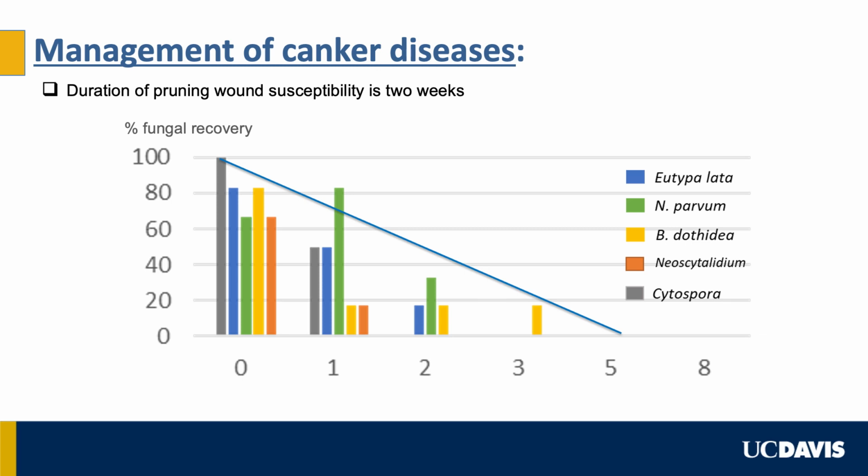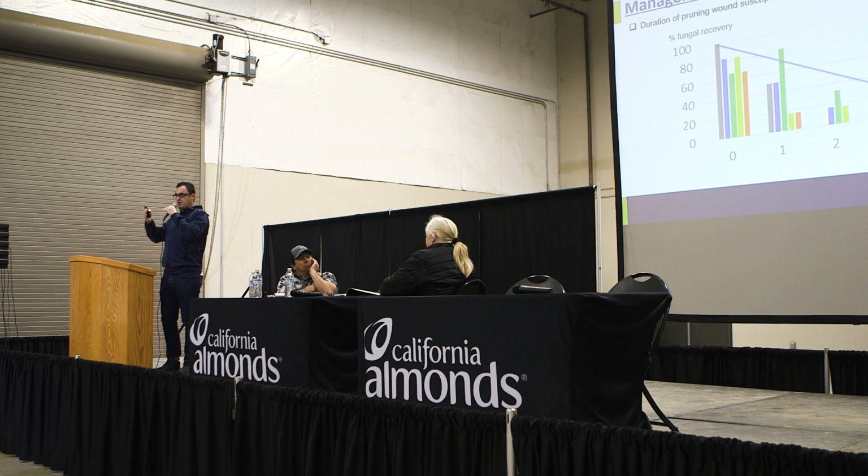Bottom line is when you have a pruning cut, this pruning cut is going to be susceptible for about 2 weeks. So if you spray one time right after pruning with a product such as Topsin, which is going to be effective for 2 weeks, you cover that window of susceptibility of your trees, right?